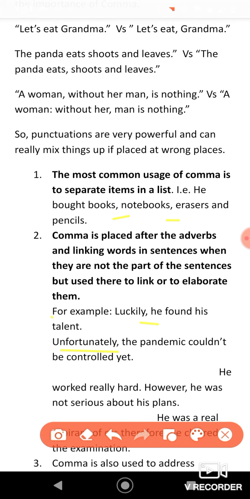Unfortunately, the pandemic couldn't be controlled yet. Look, unfortunately is not part of this sentence. The pandemic couldn't be controlled yet is the actual sentence. Unfortunately is used as an adverb here.